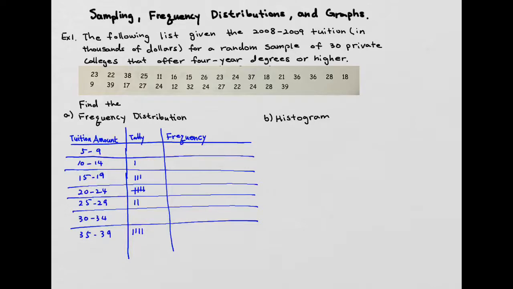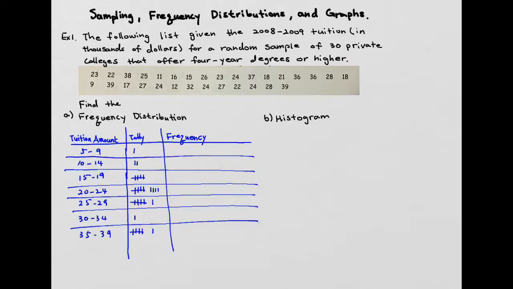36, 28, 18, 9, 39, 17, 27, 24, 12, 32, 24, 27, 22, 24, 28, 39. And then let's give the frequency.